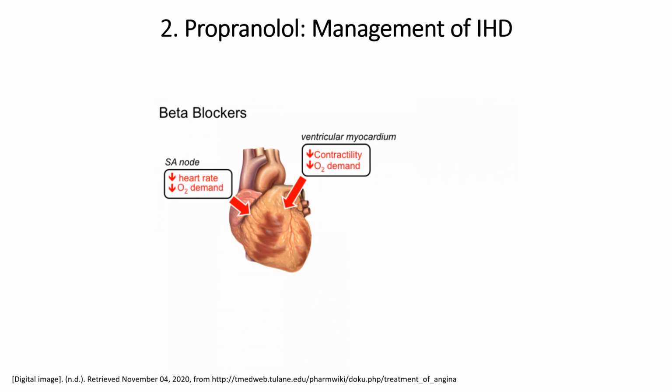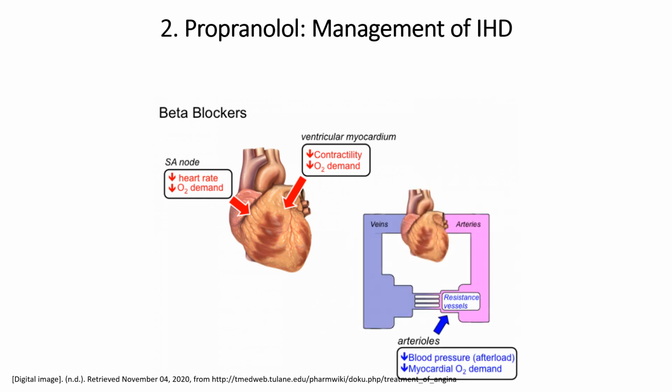And in addition, beta blockers also produce a reduction in total peripheral resistance with an associated decrease in blood pressure and afterload. And these effects also contribute to the decrease in the work of the heart and myocardial oxygen demand, thus the relief of angina attack.